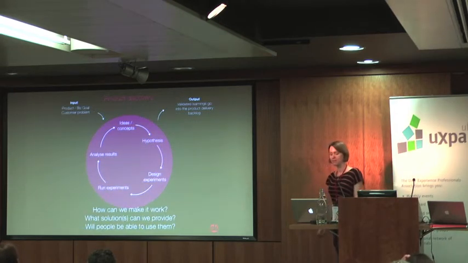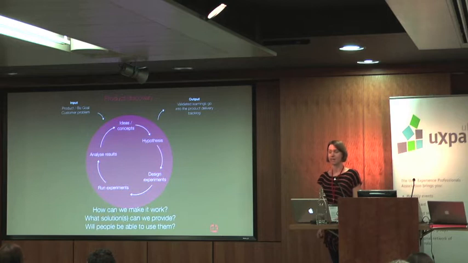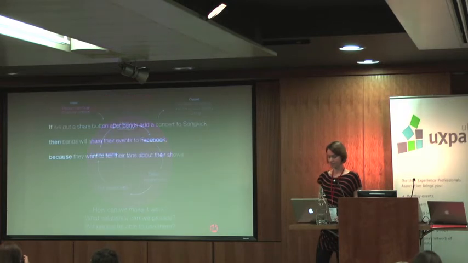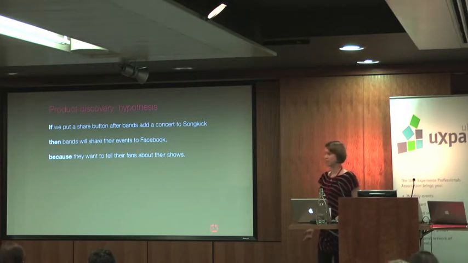So in product discovery, we start with a business goal and a related customer problem. Then a small team with a product manager, the tech lead and the design lead meet every day to work on this problem. First, we generate a ton of ideas. Then we note down any assumptions and risks. And we turn our ideas into hypotheses that we can test. So here's an example of a hypothesis. If we put a share button after bands add a concert to Songkick, then bands will share their events to Facebook because they want to tell their fans about their shows.